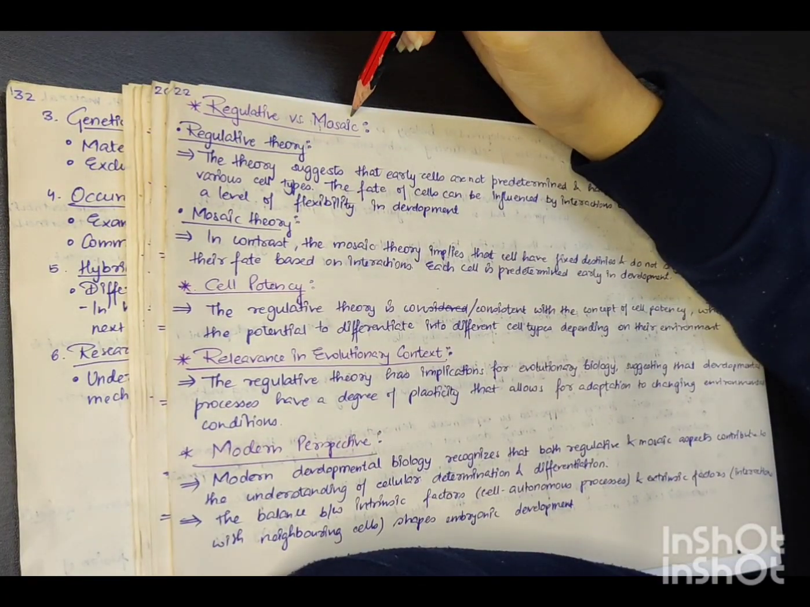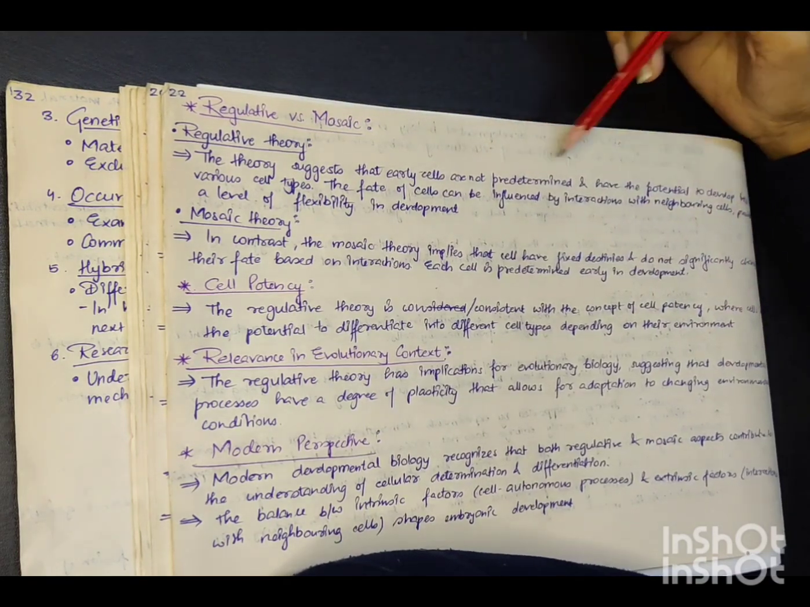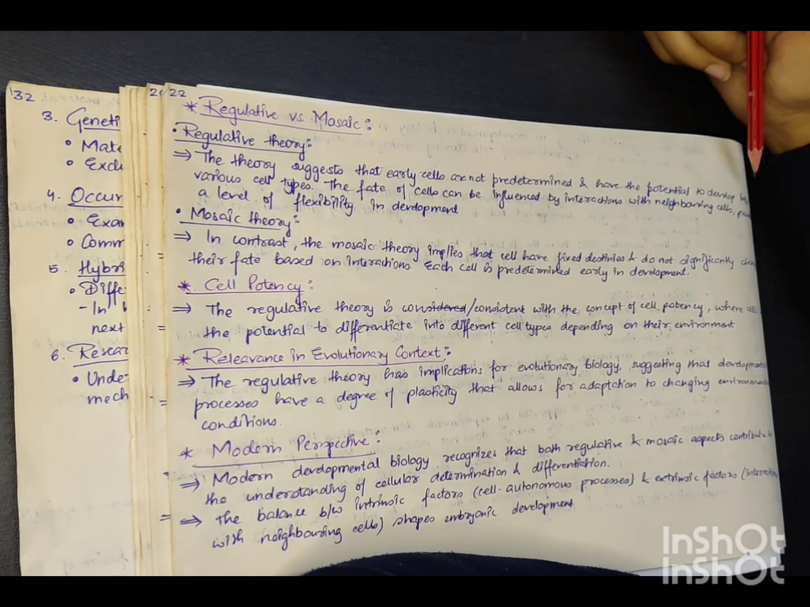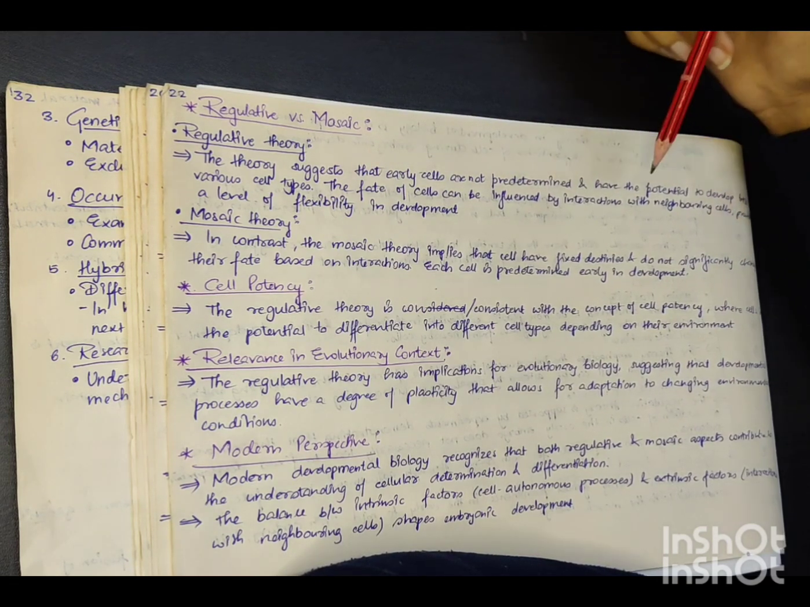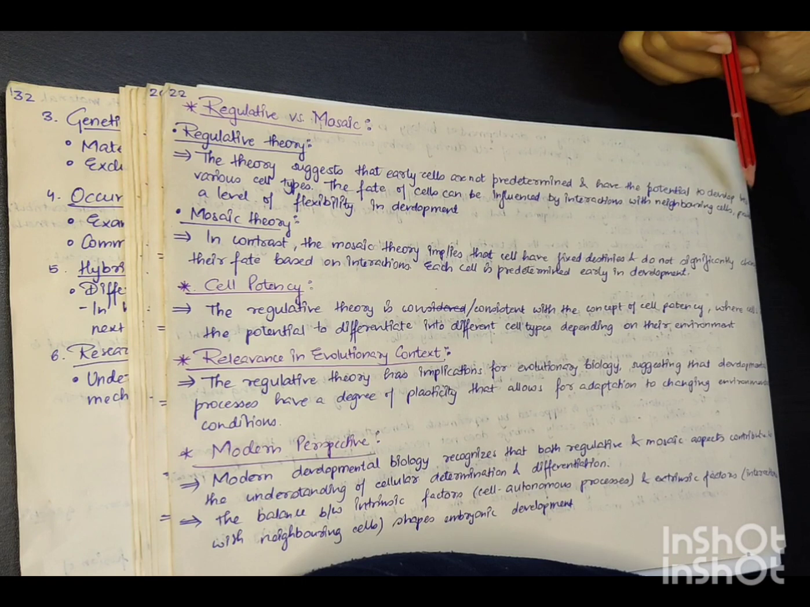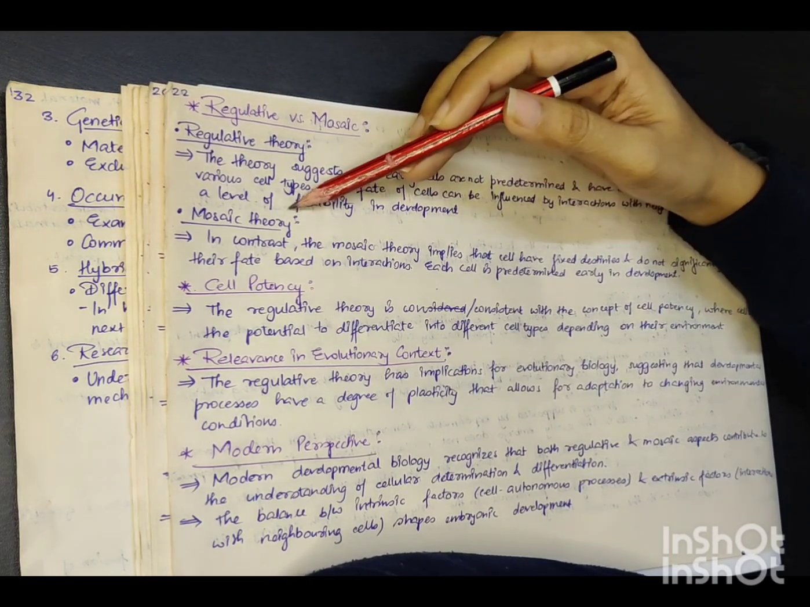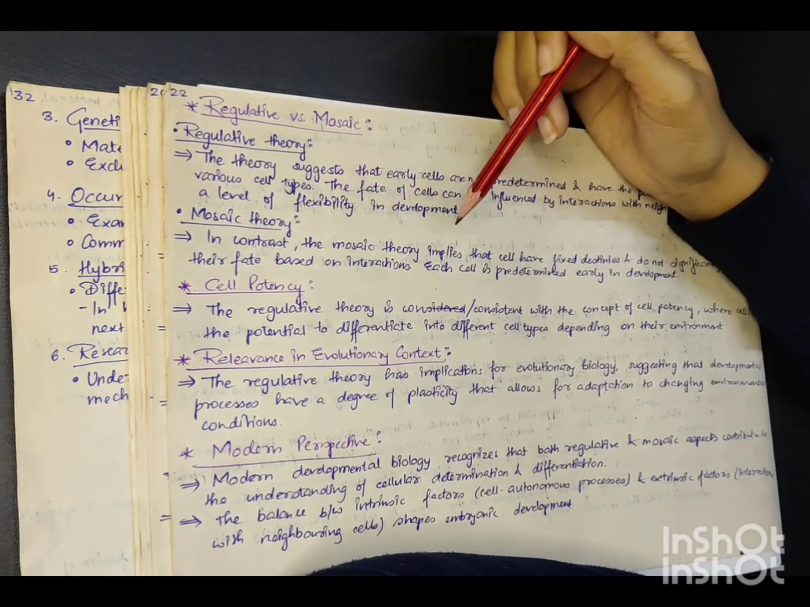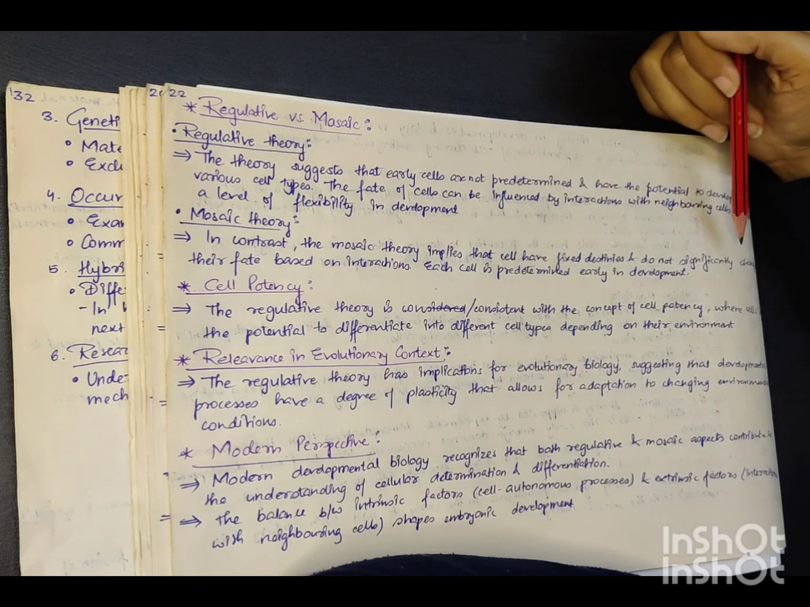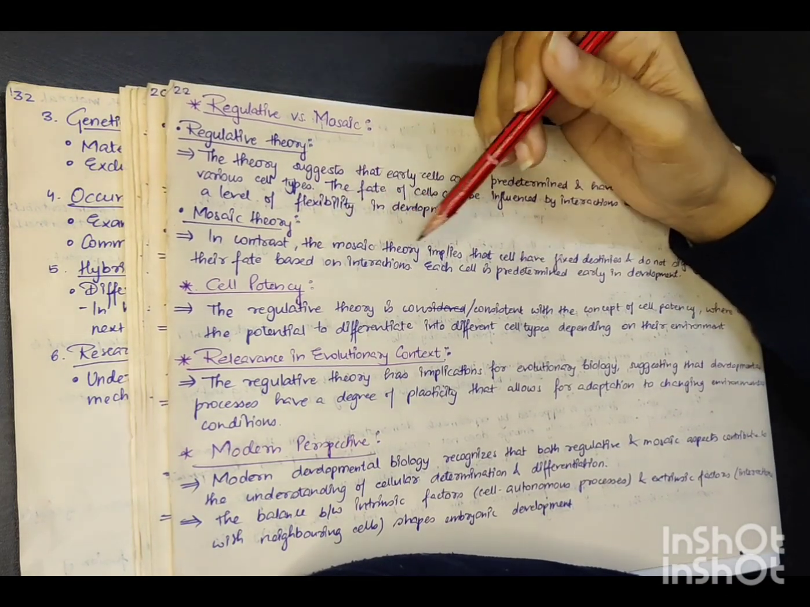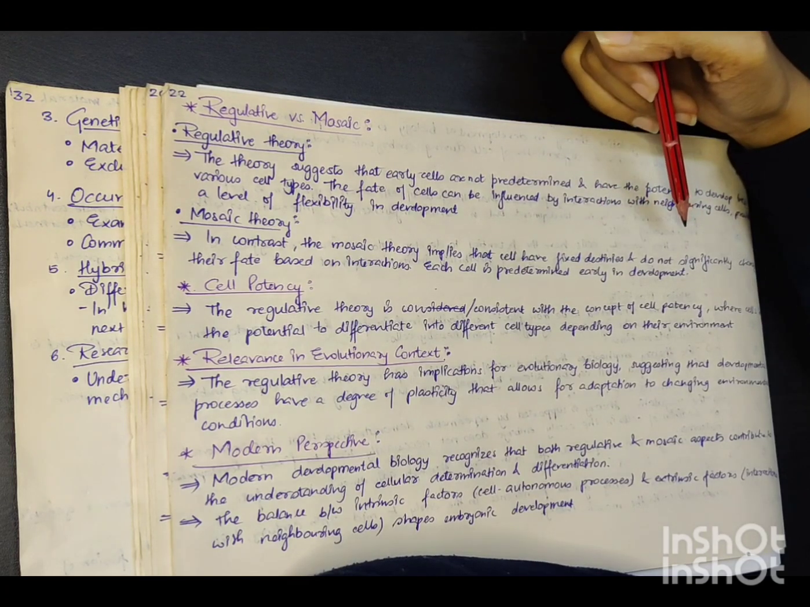Regulative versus mosaic. Regulative theory. The theory suggests that early cells are not predetermined and have the potential to develop into various cell types. The fate of a cell can be influenced by interactions with neighboring cells, providing a level of flexibility in development. Mosaic theory. In contrast, the mosaic theory implies that cells have fixed destinies and do not significantly change their fate based on interactions. Each cell is predetermined early in development.